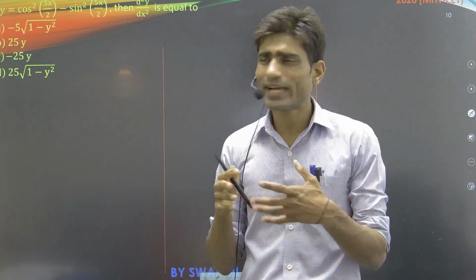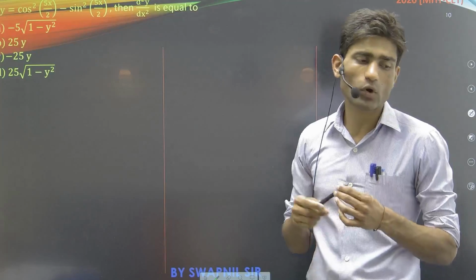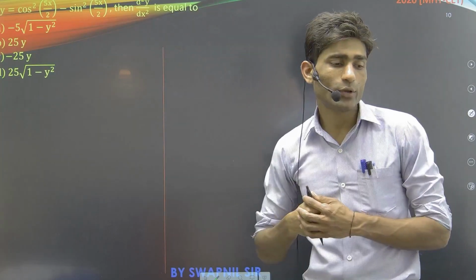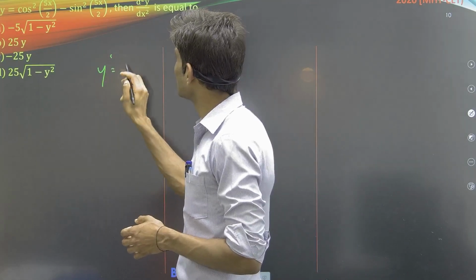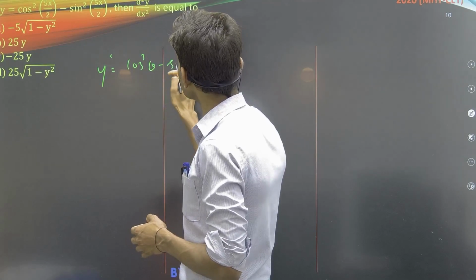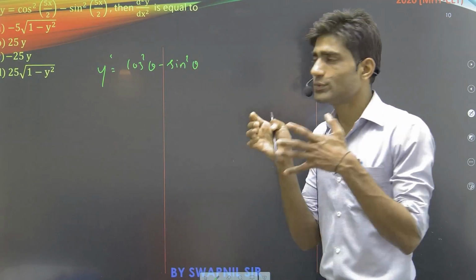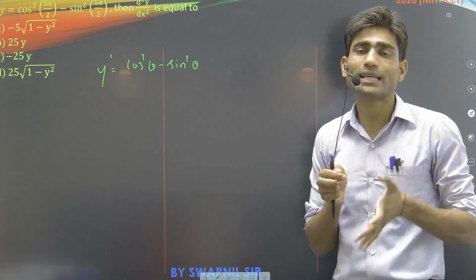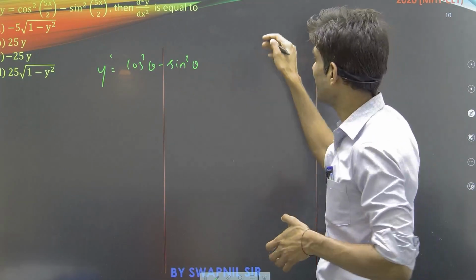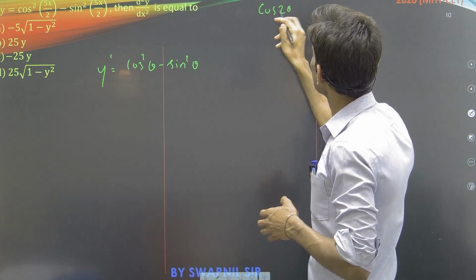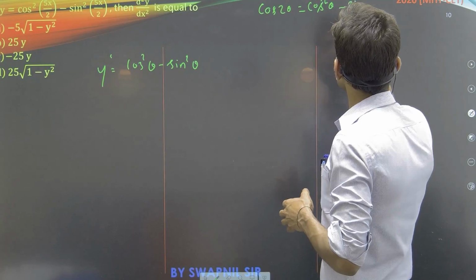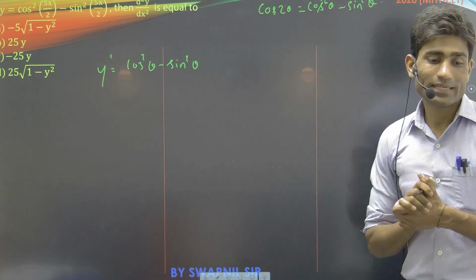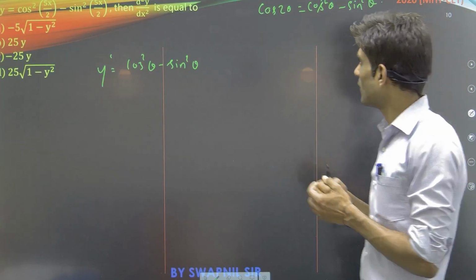This one is the last example for today's lecture. As we know, this one is the standard form. y is equal to cos square of 5x by 2 minus sin square of 5x by 2, which is the given function. That means y is equal to cos square theta minus sin square theta. And as we know, the standard form for cos square theta minus sin square theta is cos 2 theta, which we will apply here. So cos 2 theta can be written as cos square theta minus sin square theta, and cos square theta minus sin square theta can be written as cos 2 theta.